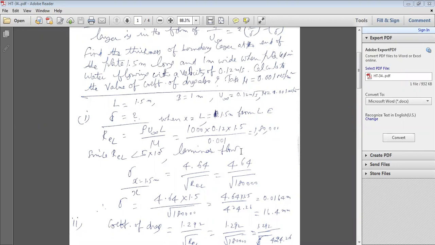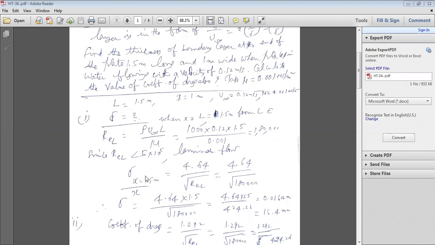Then how do you calculate the boundary layer thickness? The thickness of the boundary layer at the end of the plate, that is x is equal to 1.5 meters. Yesterday we derived the equation delta by x is equal to 4.64 divided by square root of Re_x. Here x is equal to L, so delta by x is equal to 4.64 divided by square root of Re_L. At x is equal to 1.5 meters, you are supposed to calculate the boundary layer thickness delta.